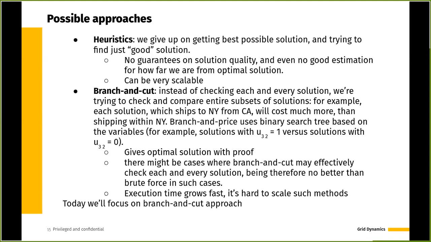Such approaches state that instead of checking each and every solution that we have here, we will check just every subset of such solutions. For example, we will compare a subset of solutions which ships from California to New York, and such solutions will cost much more than shipping through New York from New York. That's why we can just discard all the solutions which are bad and continue with a good one, which are inside New York.